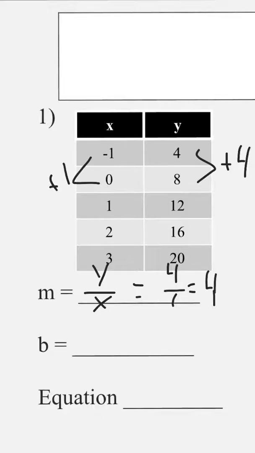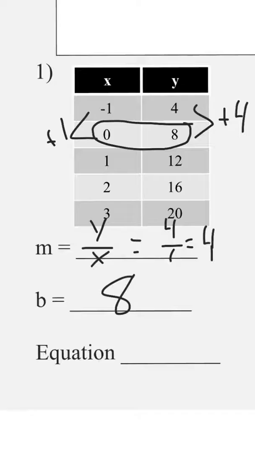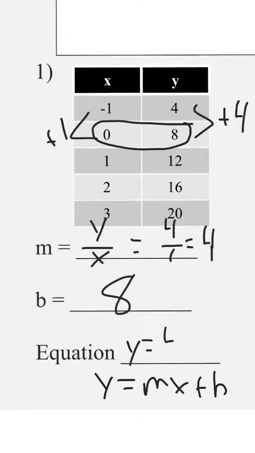To find the y-intercept, you look when x is 0. So in this table, when x is 0, y is 8. So our y-intercept is 8. And we're plugging it into the equation y equals mx plus b. So we're going to take out the m and plug in 4. Leave the x, take out the b, plug in 8. So in these equations, you will always have a y and an x. Okay, those two variables have to always stay there. The other two numbers can be anything.